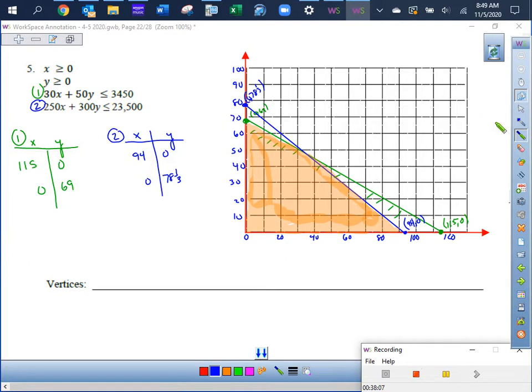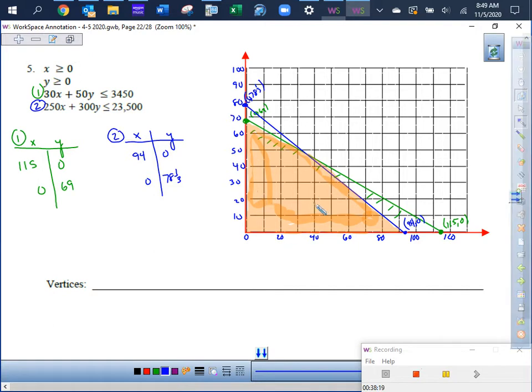If I move too fast on the video, you can always pause it. But it had to go below the green line, below the blue line, and above the x and y axis, or to the right of it, you know. It's got to stay in that region. Now, would you believe this is not a triangle anymore? This is like a quadrilateral. Doesn't it have 4 sides?